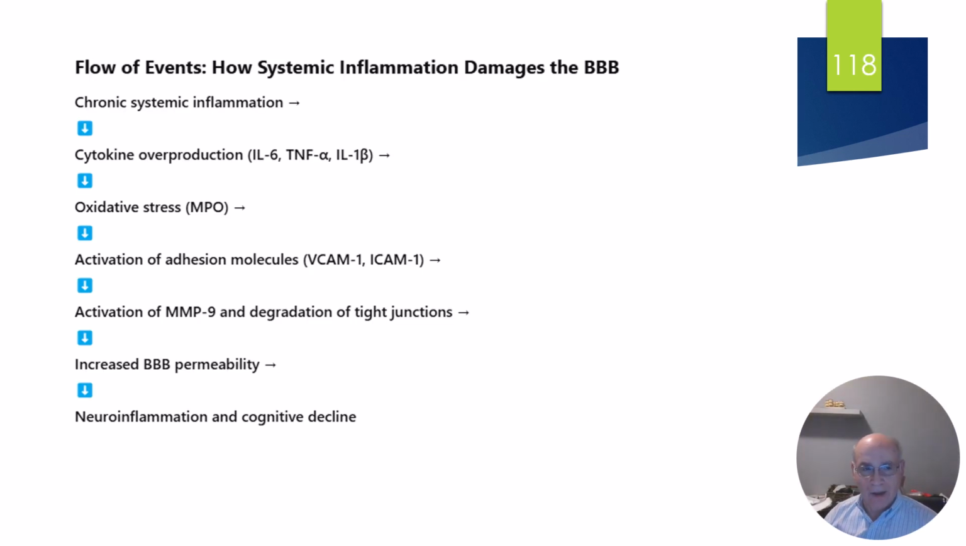So this slide outlines the flow of events showing how systemic inflammation can damage the blood-brain barrier. So you have chronic systemic inflammation. It's up to the clinician to find out what's causing the inflammation in the first place. That produces certain cytokines, which are very pro-inflammatory.